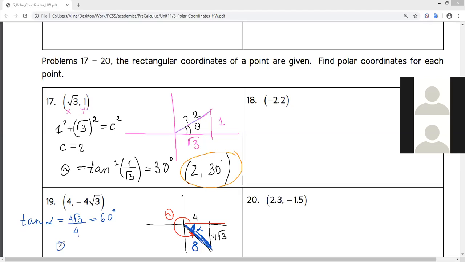To find theta, I will subtract 360 minus 60, which is 300. Answer 8, 300. Done.